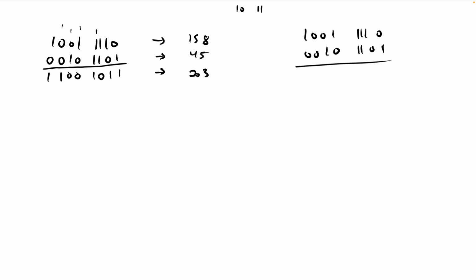In this case, we may need to borrow numbers. So 0 subtracted from 1, we would have to borrow a 1 from here. This becomes 0, this becomes 2. 2 minus 1 is 1. This is 0 minus 0, which is 0. 1 minus 1 is 0, so that's all good. This one becomes 1, 1 minus 0. Here we have to borrow. We have to borrow twice, actually.